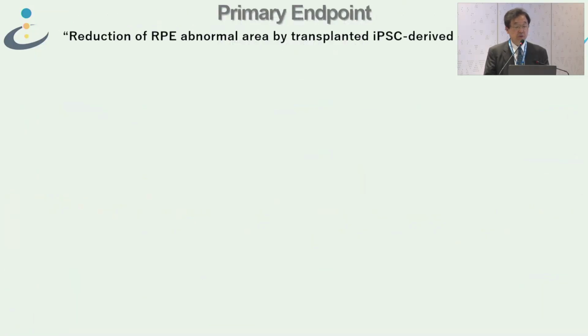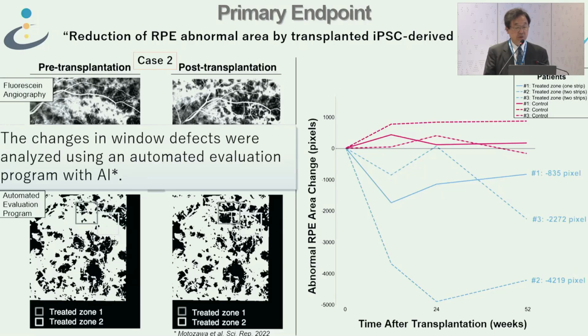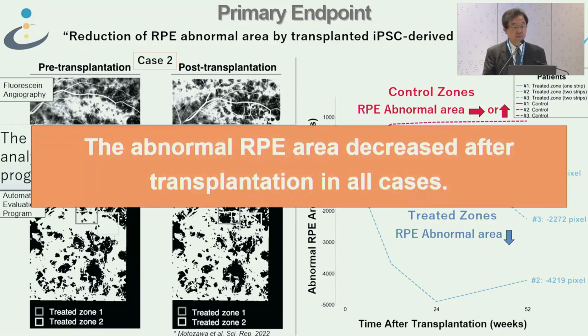The primary endpoint was reduction of RP abnormal area by transplanted RP. The changes in window defects were analyzed using an automated evaluation program with AI. In the control zone, which means the untreated zone, the RP abnormal area was unchanged or tended to increase. In contrast, in the treated zone, the RP abnormal area decreased, which means improved. The abnormal RP area decreased after transplantation in all 3 cases.